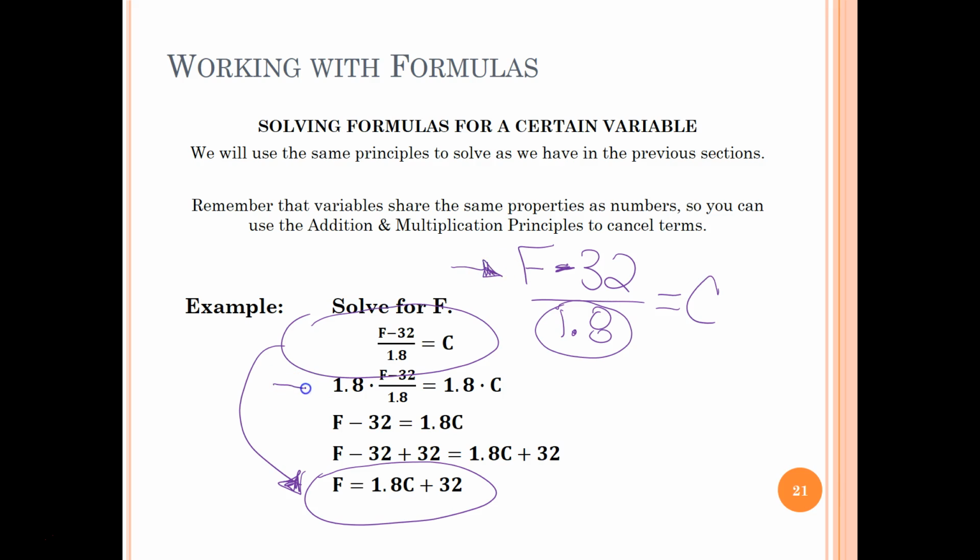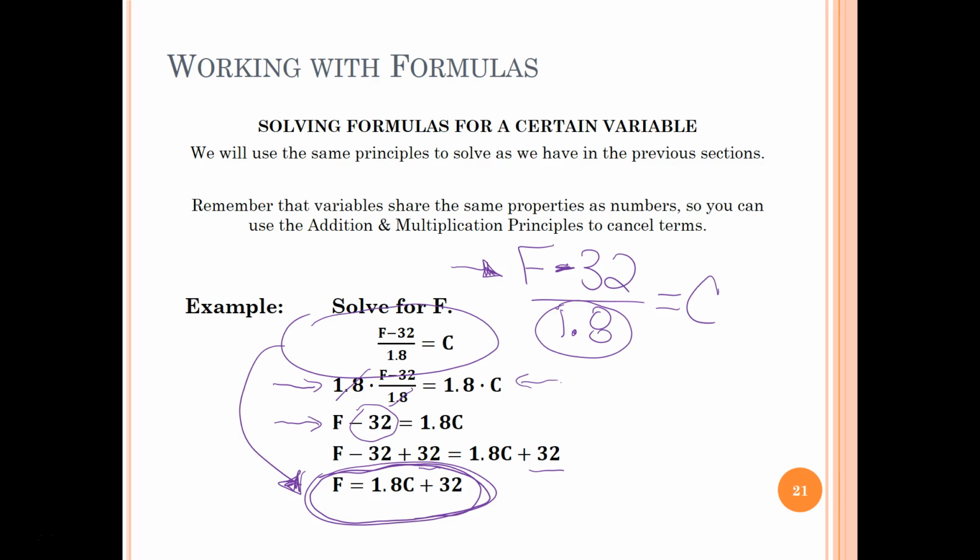So if we multiply both sides of the equation by 1.8, we can remove it from the denominator and now yields a new equation, F minus 32 equals 1.8C. The last thing we want to do is look at the fact that this 32 is being subtracted from F. So we can undo the subtraction by adding 32 to both sides of the equation, leaving us with F equals 1.8C plus 32, right back to where we started.